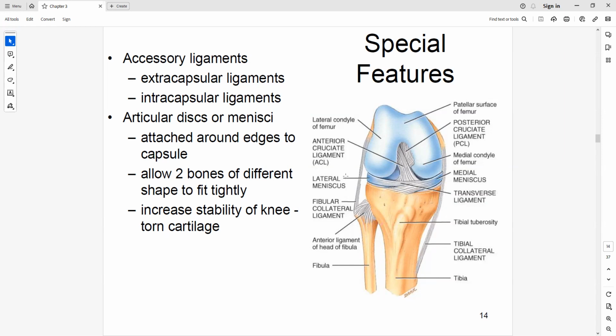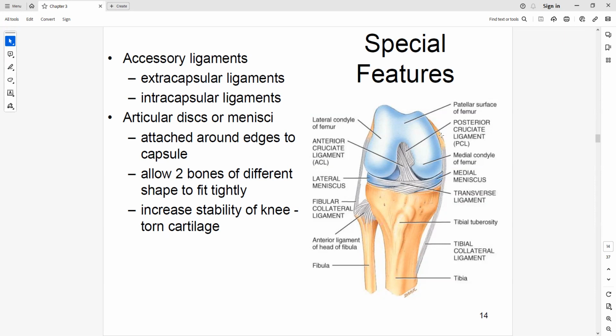Take a look at this knee joint. Well, here's one extracapsular ligament way outside the capsule. This is a fibular collateral ligament, and take a look, it connects bone to bone. So here's the femur on top here, and it connects the femur to the fibula. On the other side, take a look at this long extracapsular ligament. This is the tibial collateral ligament. So the tibia is connected to the femur.